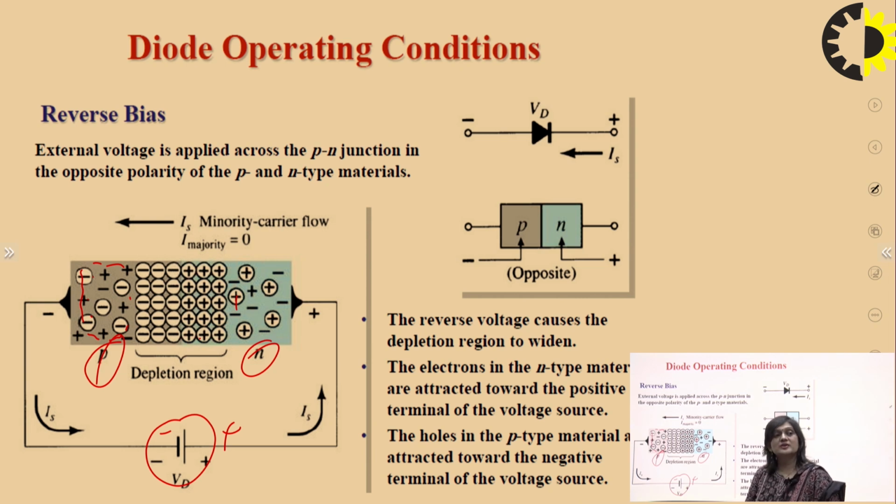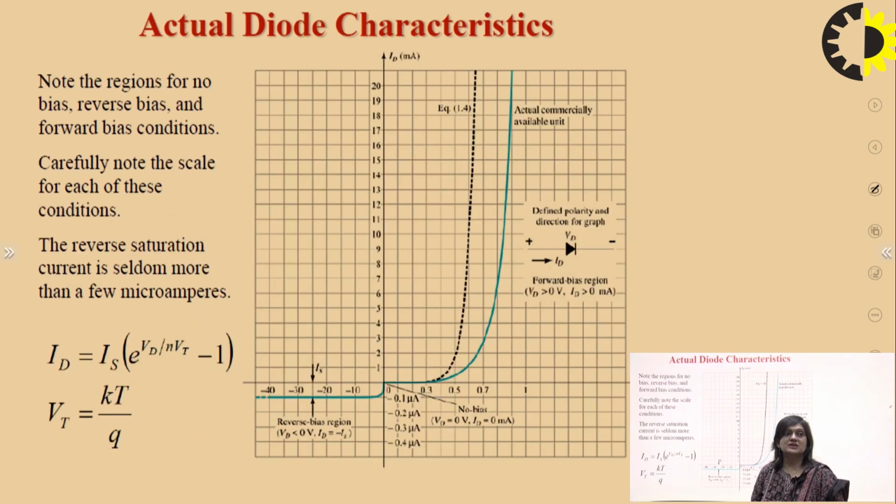Now this current does not depend upon the reverse bias voltage. If we increase the reverse bias voltage, this reverse saturation current will not increase. Only if we increase it beyond a certain point, breakdown will occur, meaning a huge amount of current will flow and the diode will get damaged. So the reverse saturation current depends only on the temperature. If we increase the temperature, then the reverse saturation current will increase.